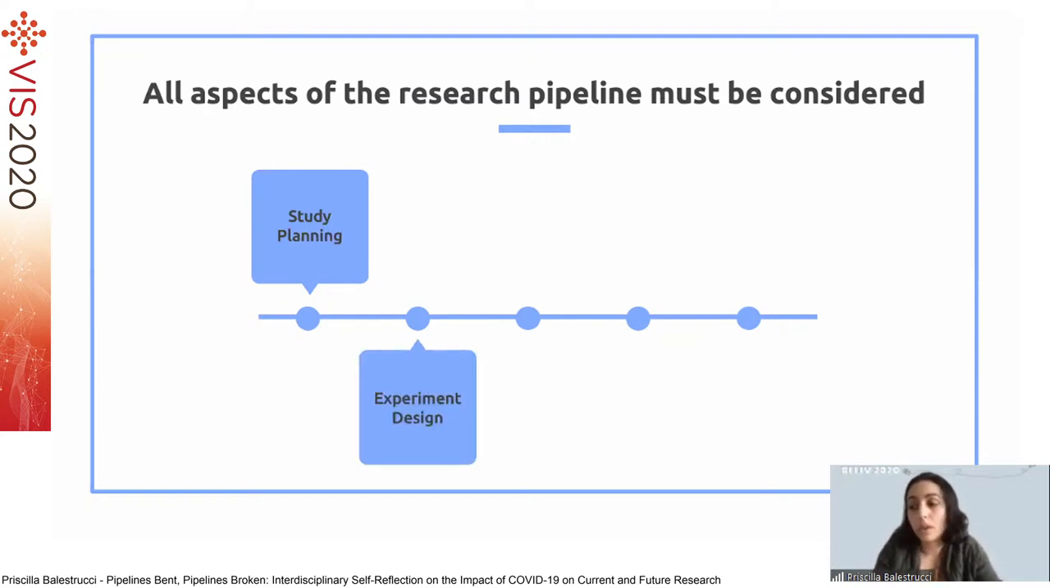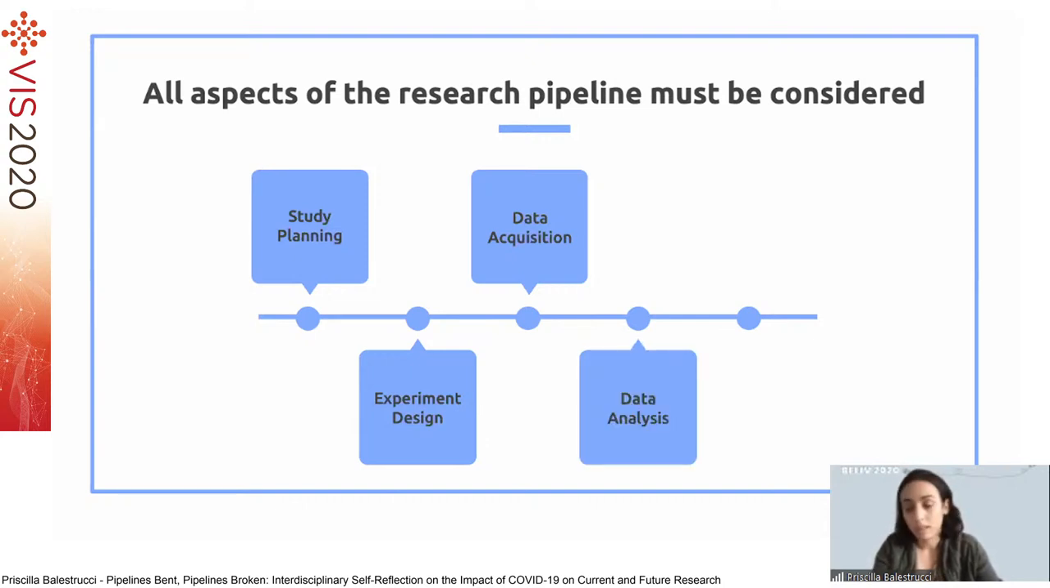Next, we go into the phase of the experiment design, in which we decide how to answer our question, what setup and procedures to use. Third, we go on with acquiring the data, so actually reaching out to our participants and collecting data. Then we analyze the data that we collected. And then lastly, we communicate the results of our studies in articles or conferences.